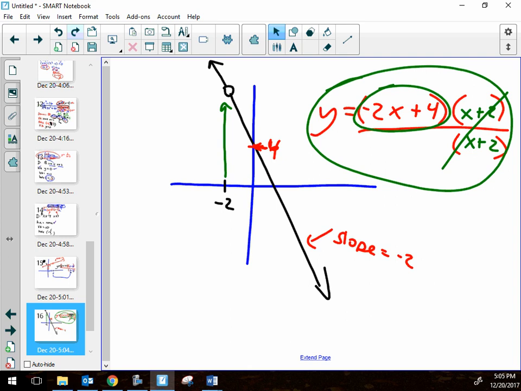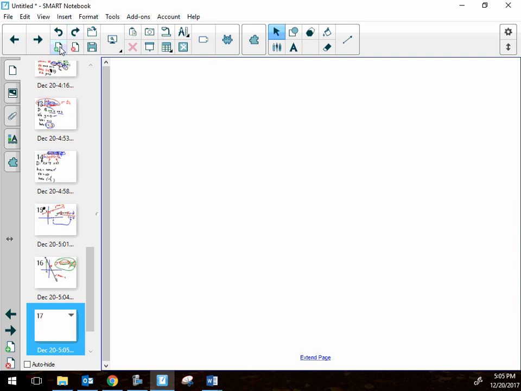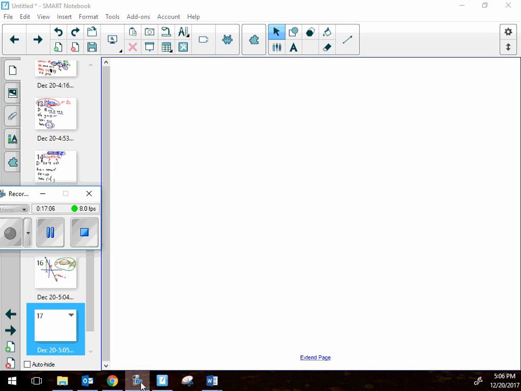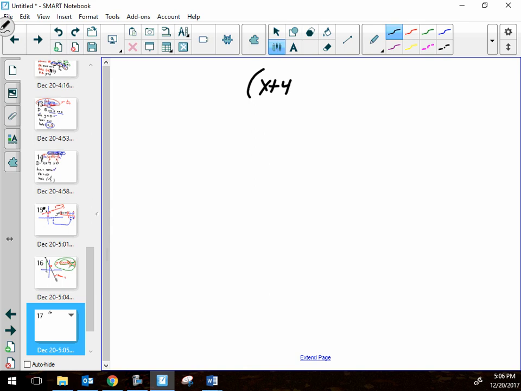Okay, and one last one. Let's do one where we need to graph it. All right, so let's take this, x plus 4, and then on the bottom, let's make it x squared minus 16. Let's have you graph that. I'm going to pause for a second and give that a try.